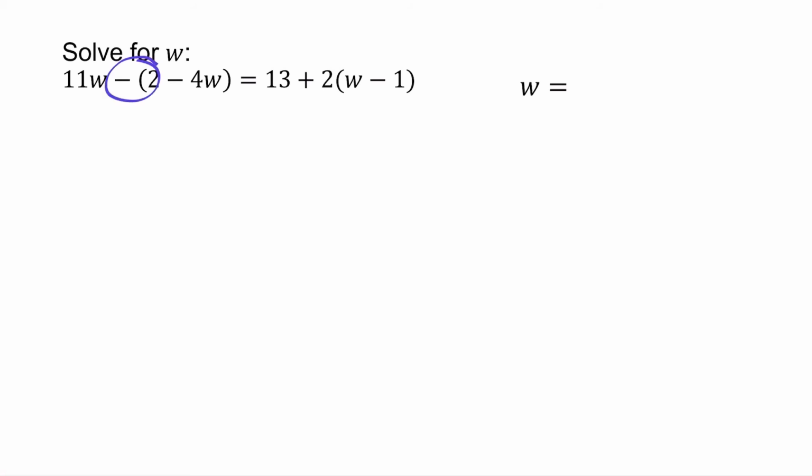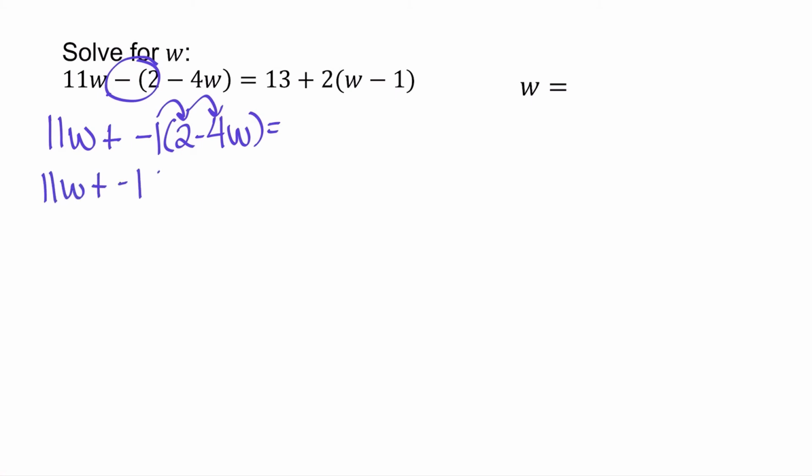So I'm going to rewrite this problem as adding the opposite. So this is 11w plus -2 minus 4w. Remember, when we have that negative right there, that's a -1. So I'm going to distribute that -1 to everything within the parentheses. So I have 11w plus negative 1 times 2 minus negative 1 times 4w.